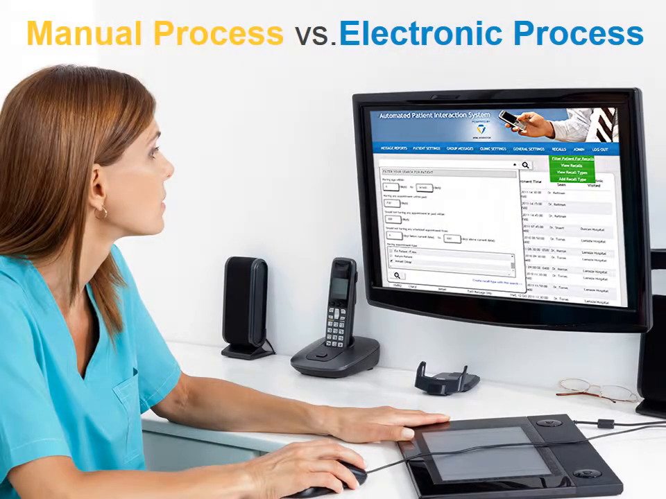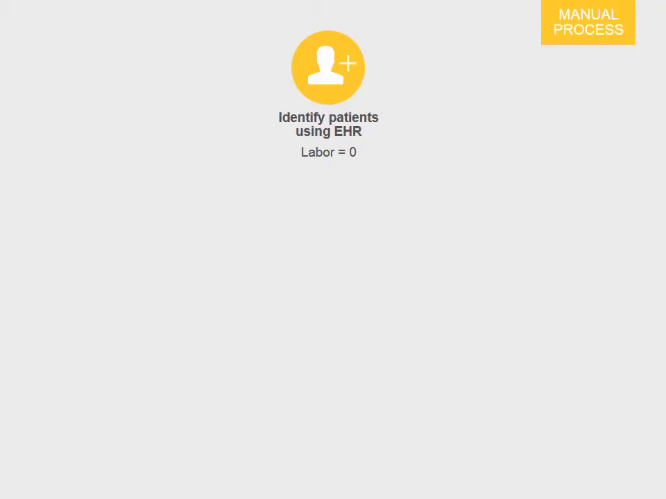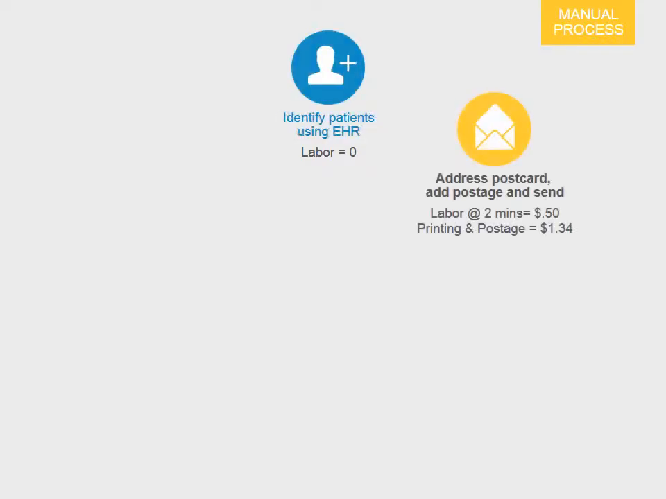We'll start by comparing the workflow process for sending out preventative care reminders through traditional mail to the workflow process for automated electronic communications. You'll quickly add up the difference. The manual process begins by identifying patients using electronic health records. Then postcards have to be addressed and postage added. This task may take about 2 minutes to complete. If this person is paid $15 per hour, this task costs about 50 cents in labor. Then add $1.34 in printing and postage.